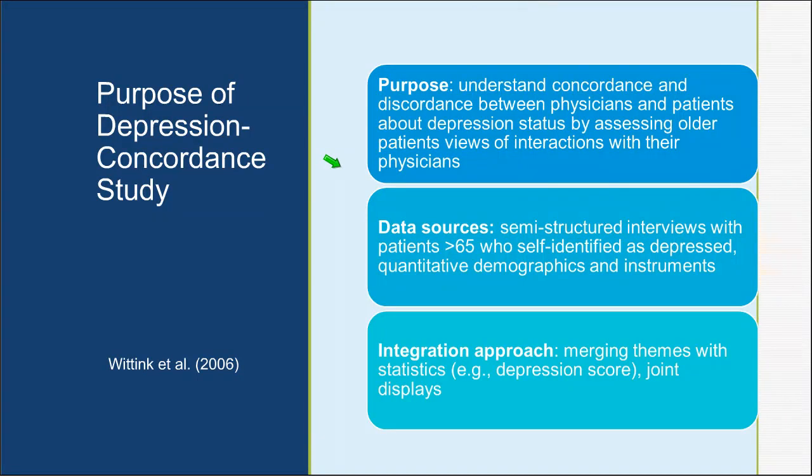So moving on to an example from the published literature, this was a study conducted by Whitting, Park, and Gallo looking at how older adults and their physicians talk about depression status. Data sources included semi-structured interviews with older adults who, and this is important to remember as I look at this joint display, self-identified as depressed. So all of these older adults said that they were depressed. And they collected, in addition to that, quantitative demographic information and instruments, things like depression measures and so on. So integration involved then merging those themes with statistics and using joint displays.